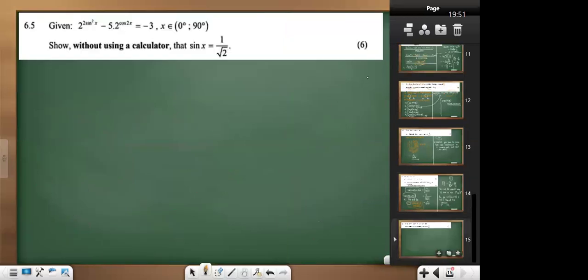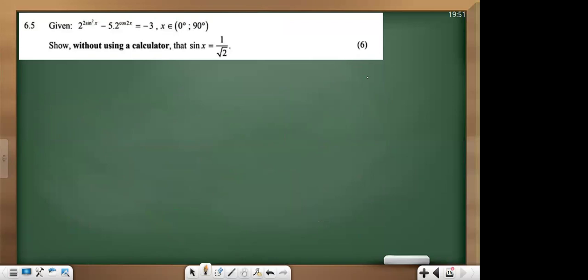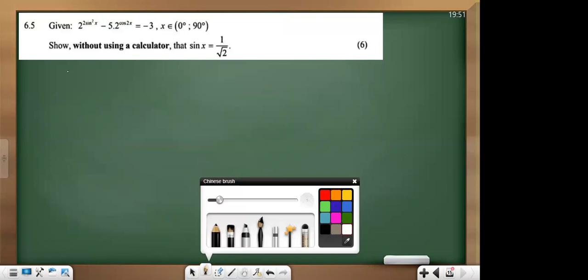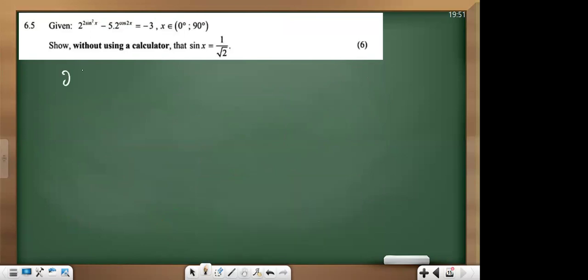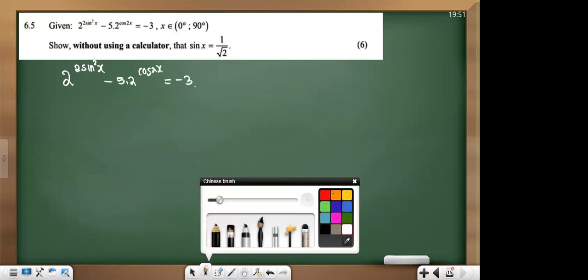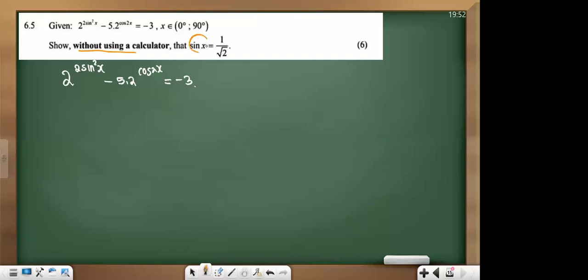May you please try the last one for me? I'm giving you 2 minutes. Try the last one for me. I have 2 to the power 2 sine squared x minus 5 times 2 cos 2x equals negative 3. Without using a calculator, show that sine x equals 1 over root 2.